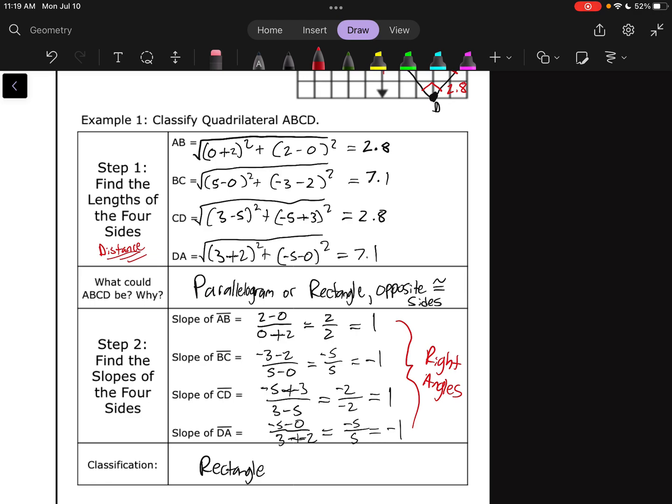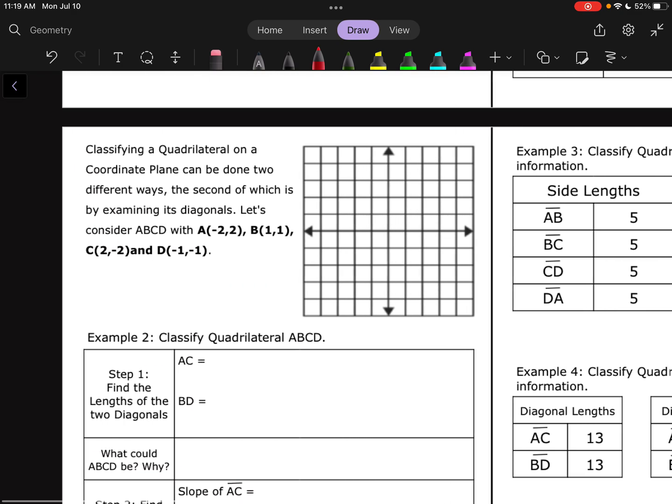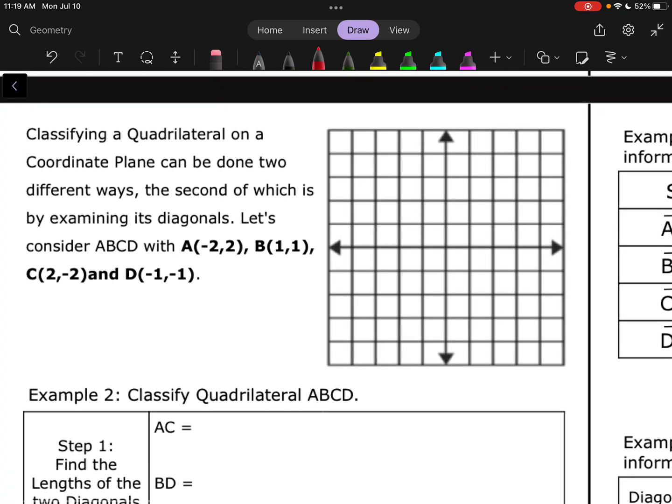All right, so on the inside, we're going to take a look at the other method we can use, which is going to be by examining the diagonals. All right, so let's look at our new ABCD here. So A is at -2, 2. B is at 1, 1. C is at 2, -2. And D is at -1, -1. So looks like this. So we got A, B, C, D.